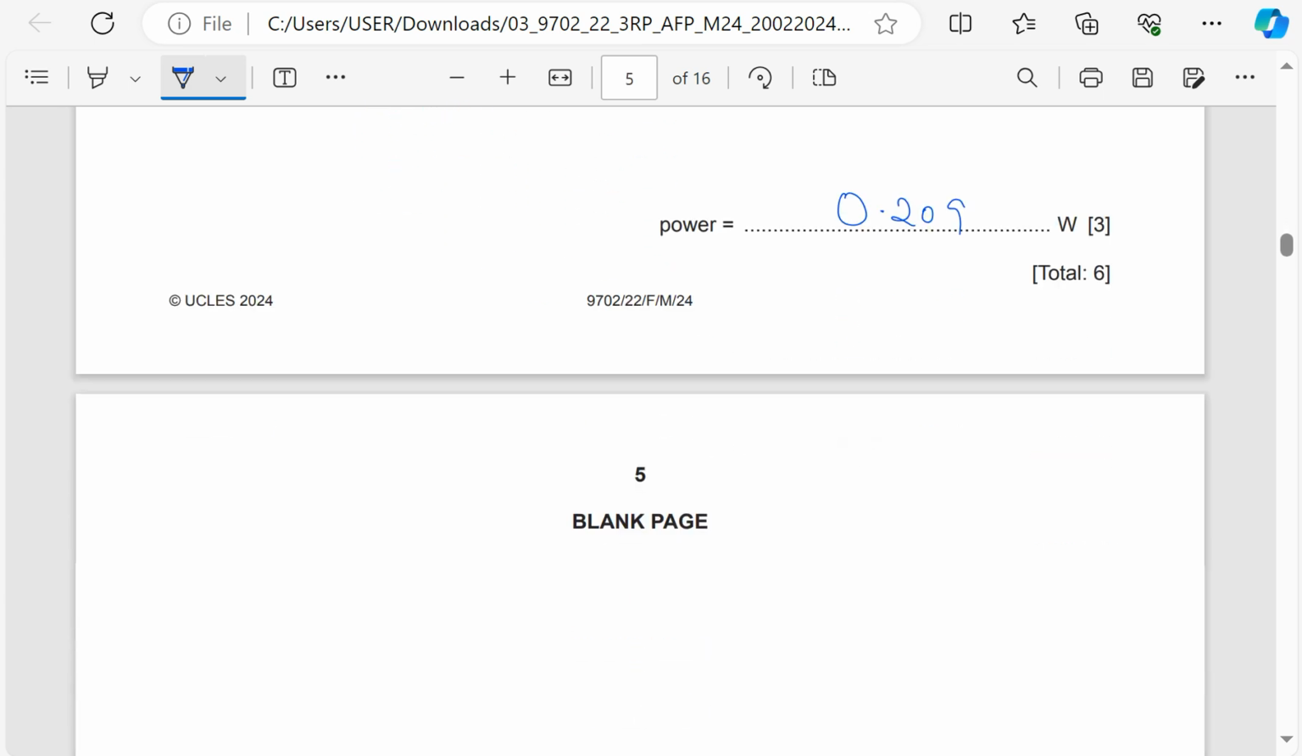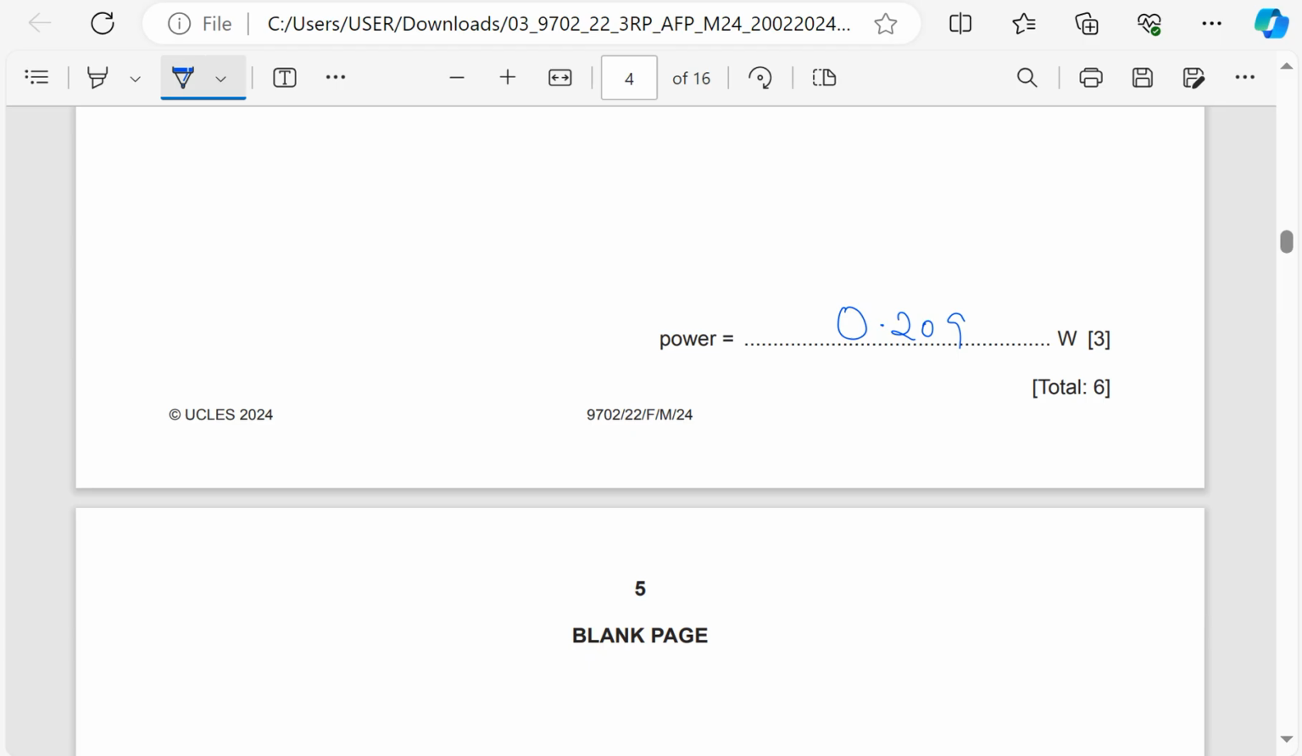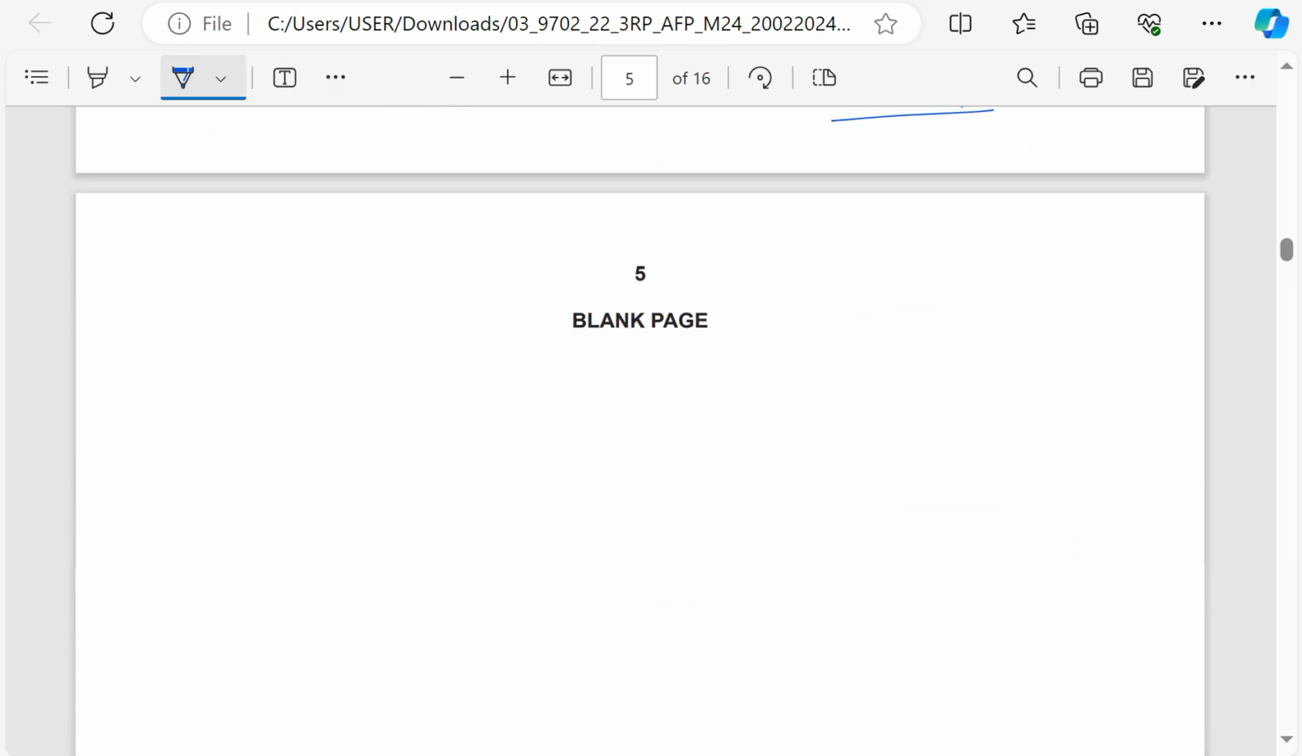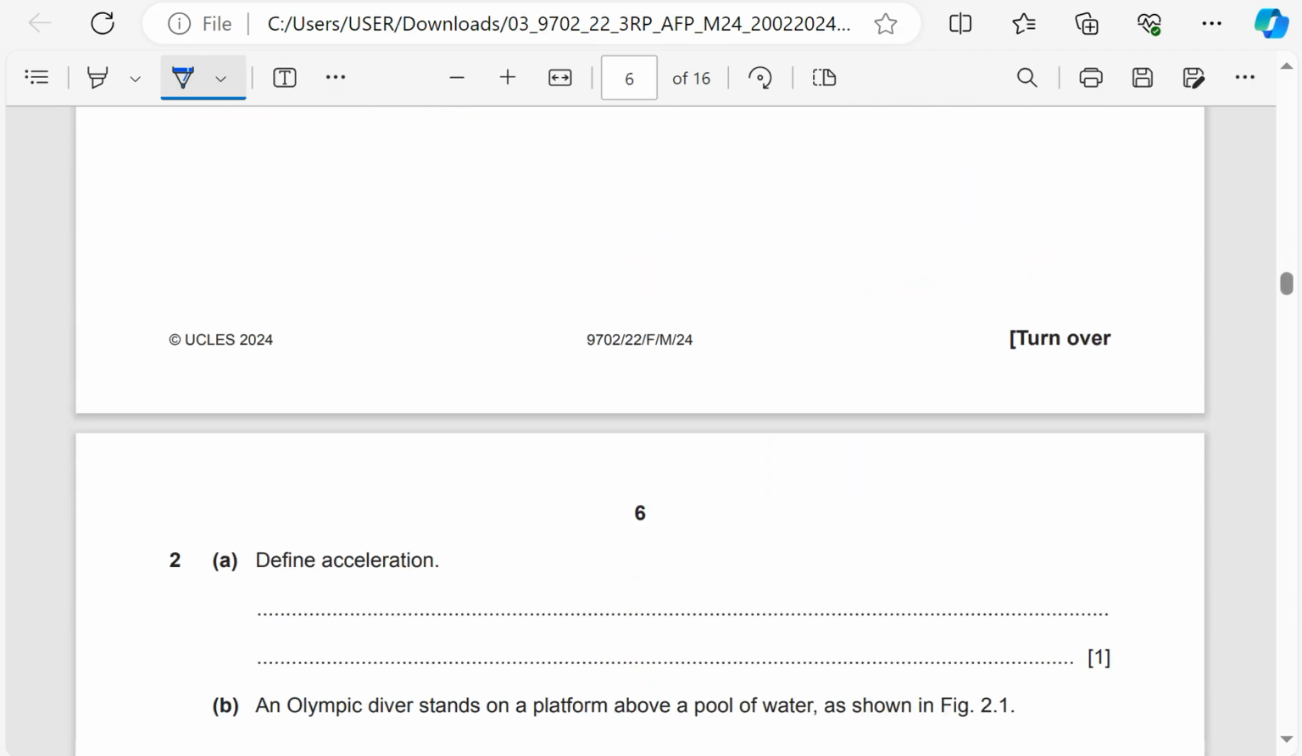So that is question number 1. You can write this to two significant figures, 0.21 watts, but I want to encourage you to avoid writing answers to less than two significant figures. The smallest should be two significant figures unless the answer is exact.